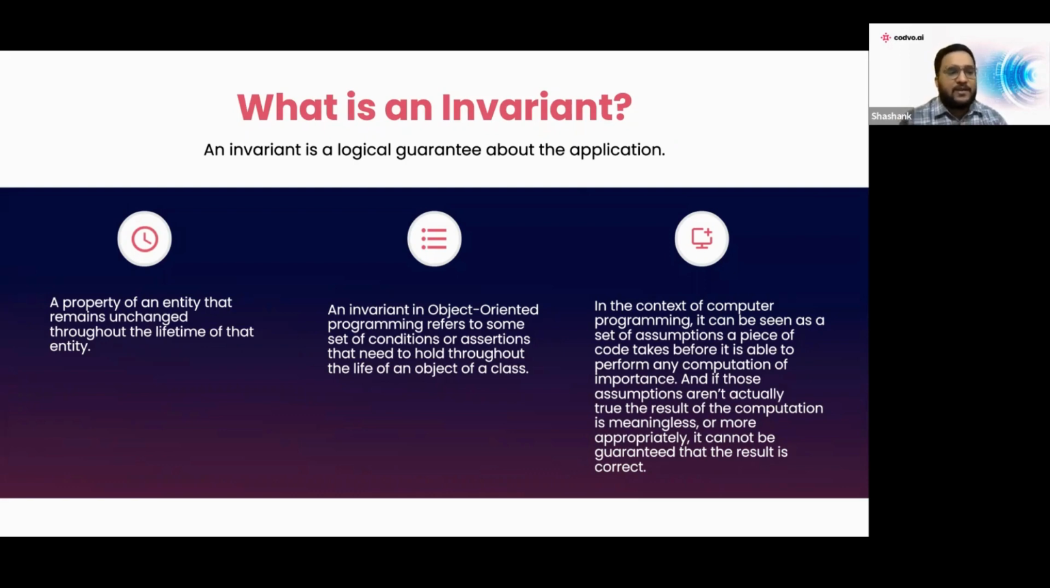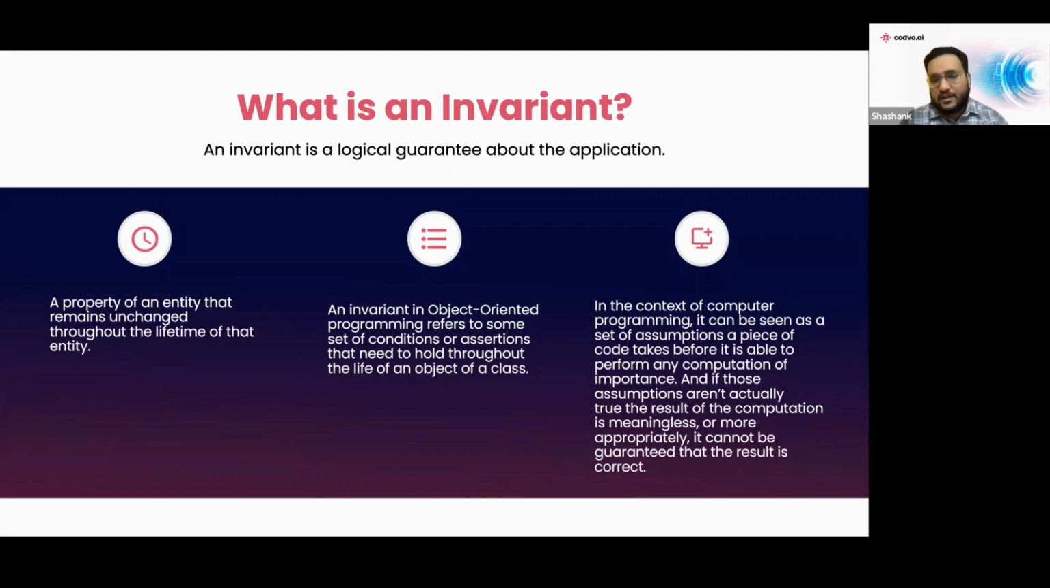A property of an entity that remains unchanged throughout the lifetime of that entity. Or in terms of object-oriented programming, it refers to some set of conditions or assertions that need to hold throughout the life of an object of a class.